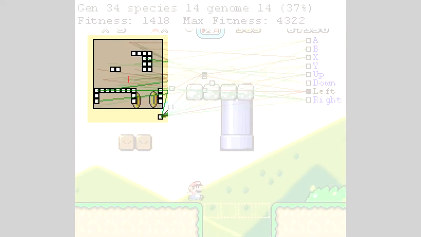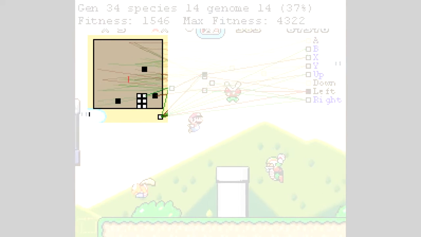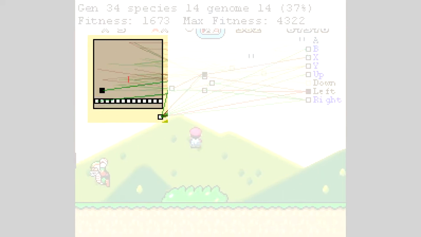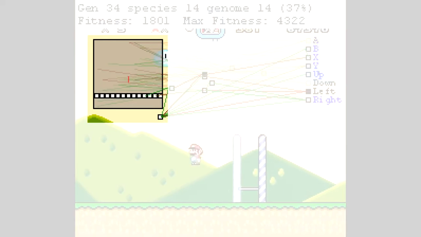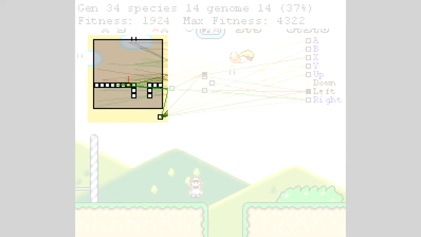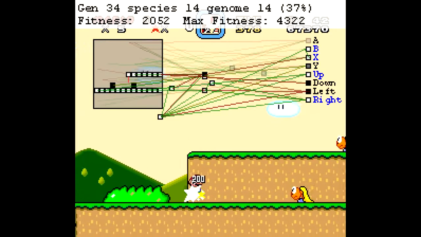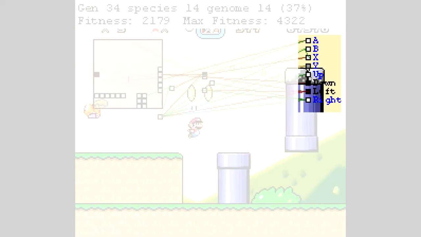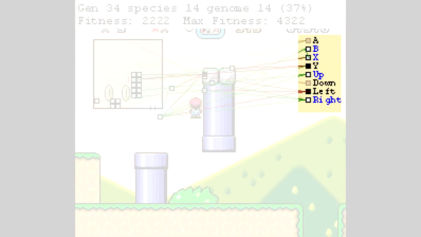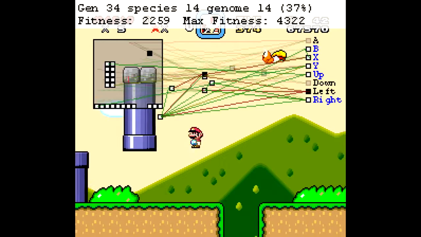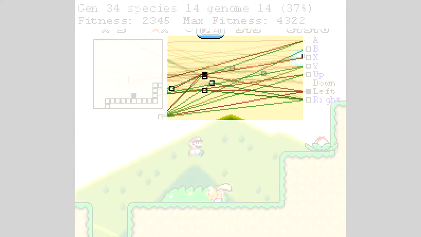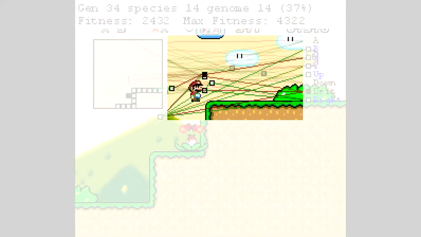This is what MarIO sees. It's a simplified view of the level. The white squares stand for blocks the player can stand on, and the black squares stand for moving objects like enemies or mushrooms. On the right side you have the outputs. These are the 8 buttons that MarIO is able to press by using its neural network. In between the inputs and the outputs, all those lines and boxes, those are the neural network.